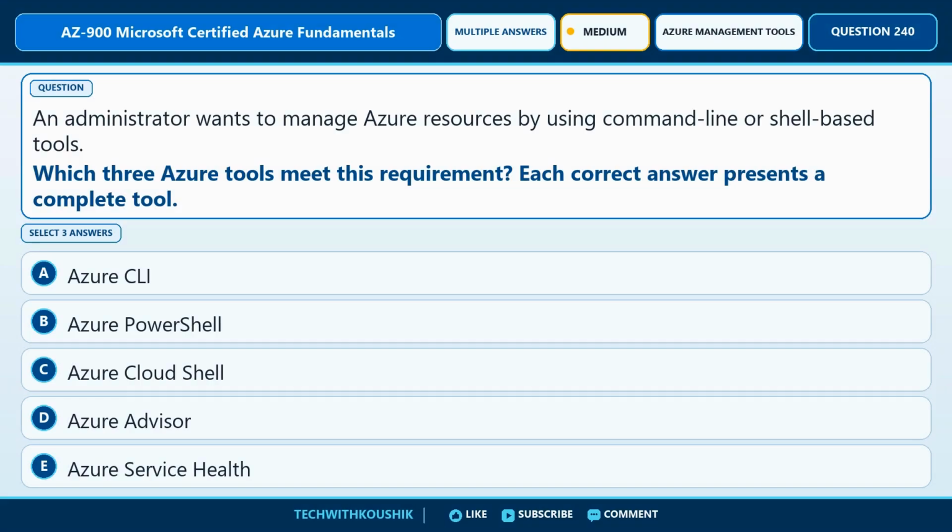Question number 240. Consider this situation. An administrator wants to manage Azure resources by using command line or shell-based tools. Which 3 Azure tools meet this requirement? Each correct answer presents a complete tool. Select exactly 3 answers. Review the options. Choice A, Azure CLI. Choice B, Azure PowerShell. Choice C, Azure Cloud Shell. Choice D, Azure Advisor. Choice E, Azure Service Health.